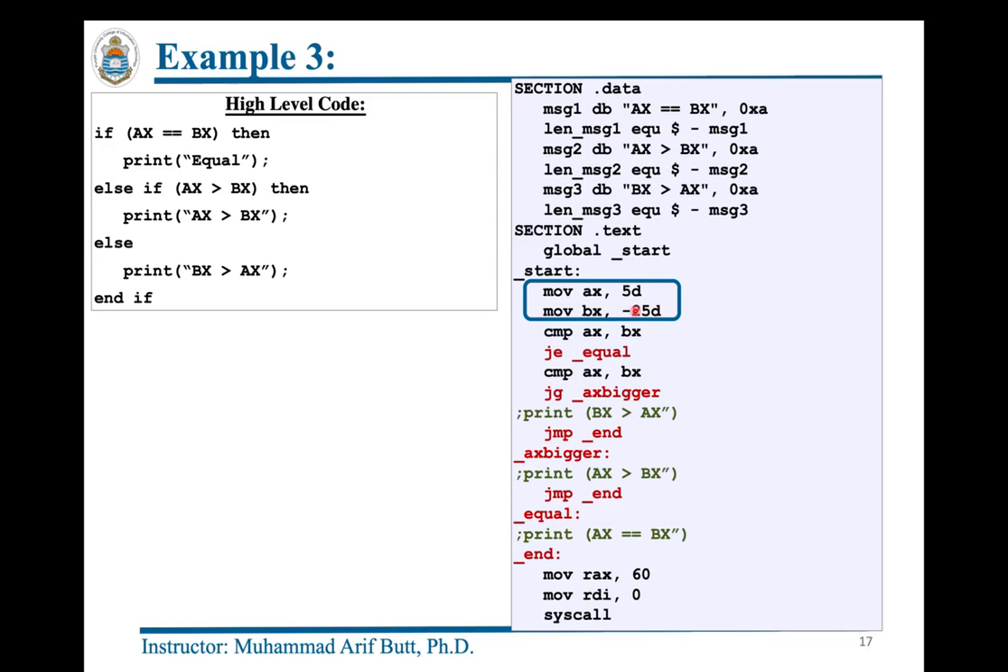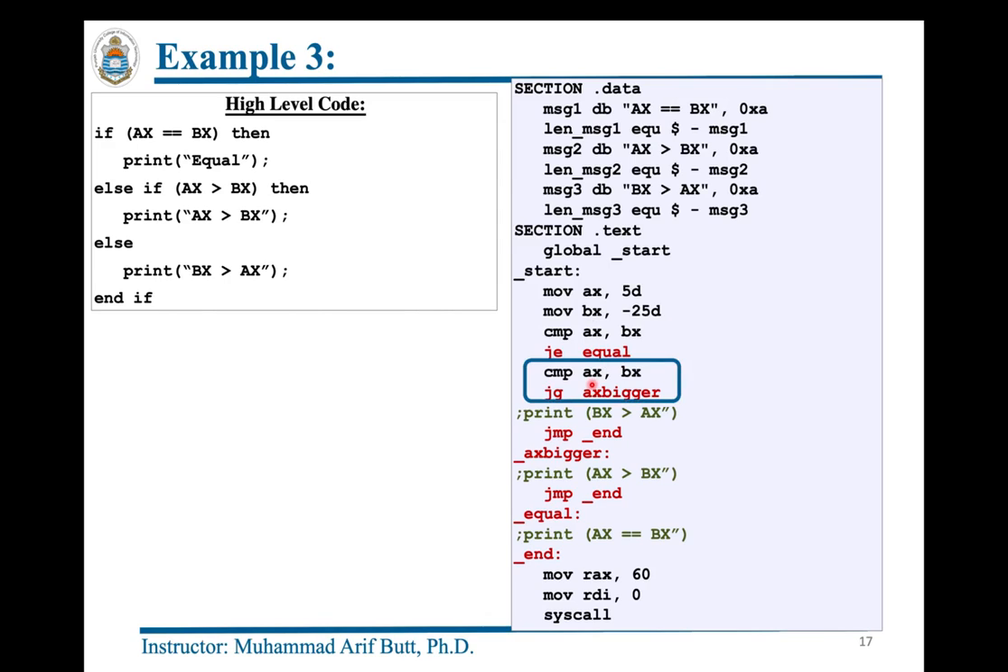And these are the two instructions that place a decimal number 5 inside the AX register and a -25 decimal in the BX register. Well, then we perform a compare, and this jump instruction will evaluate to false since it is a jump if equal. So the control of execution will not be transferred to label underscore equal, rather will move to the next instruction in sequence, like this.